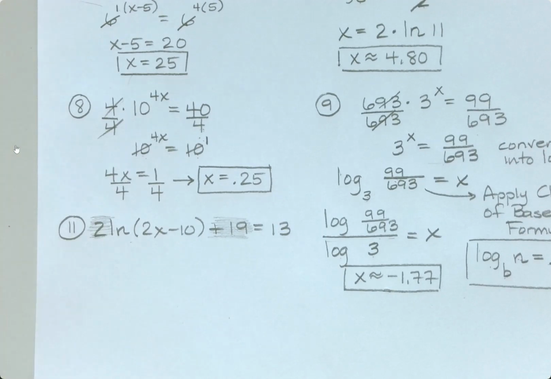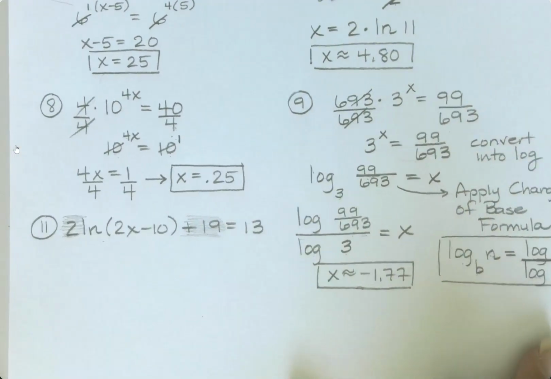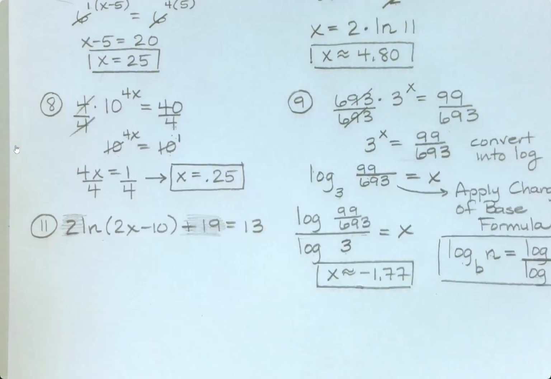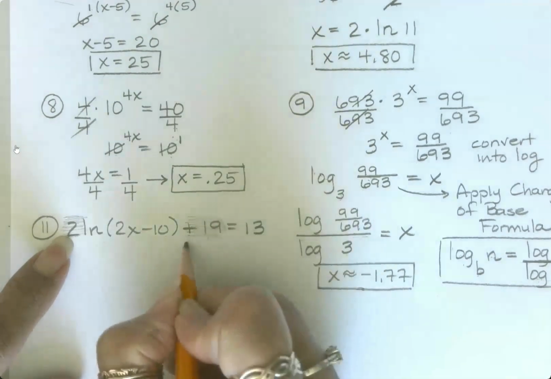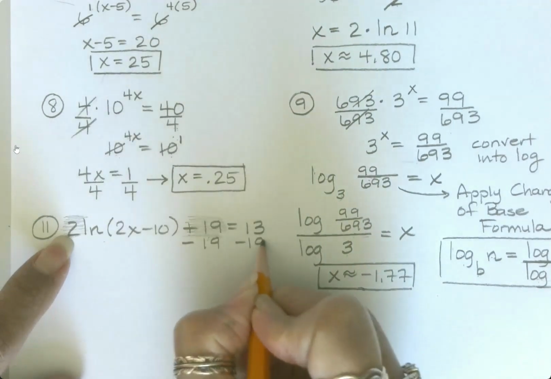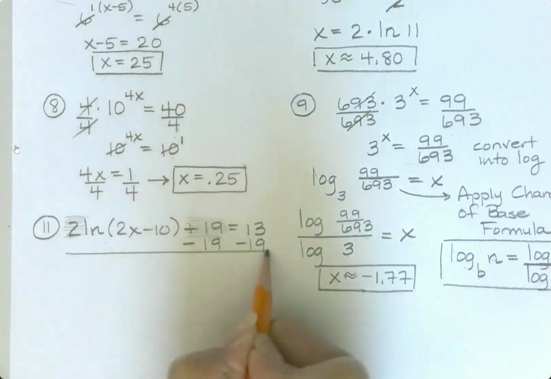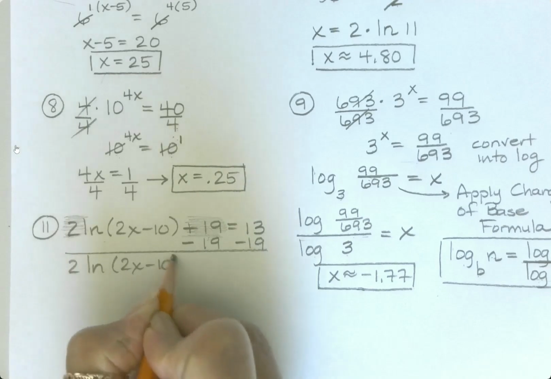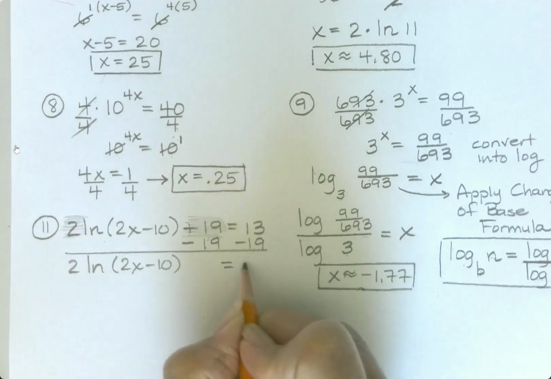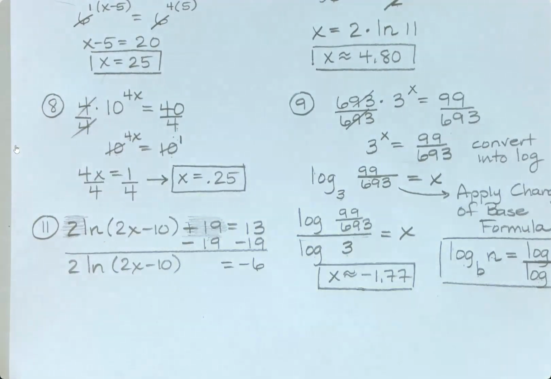And that's what the process of solving is. So let's force this log equation to look more like our basic equation so that we can proceed with converting it into an exponential. Between these two numbers, what do you think needs to be undone first? If you said positive 19, that is correct. Minus 19 on both sides. So 2 times the ln of 2x minus 10 is equal to 13 minus 19, negative 6.